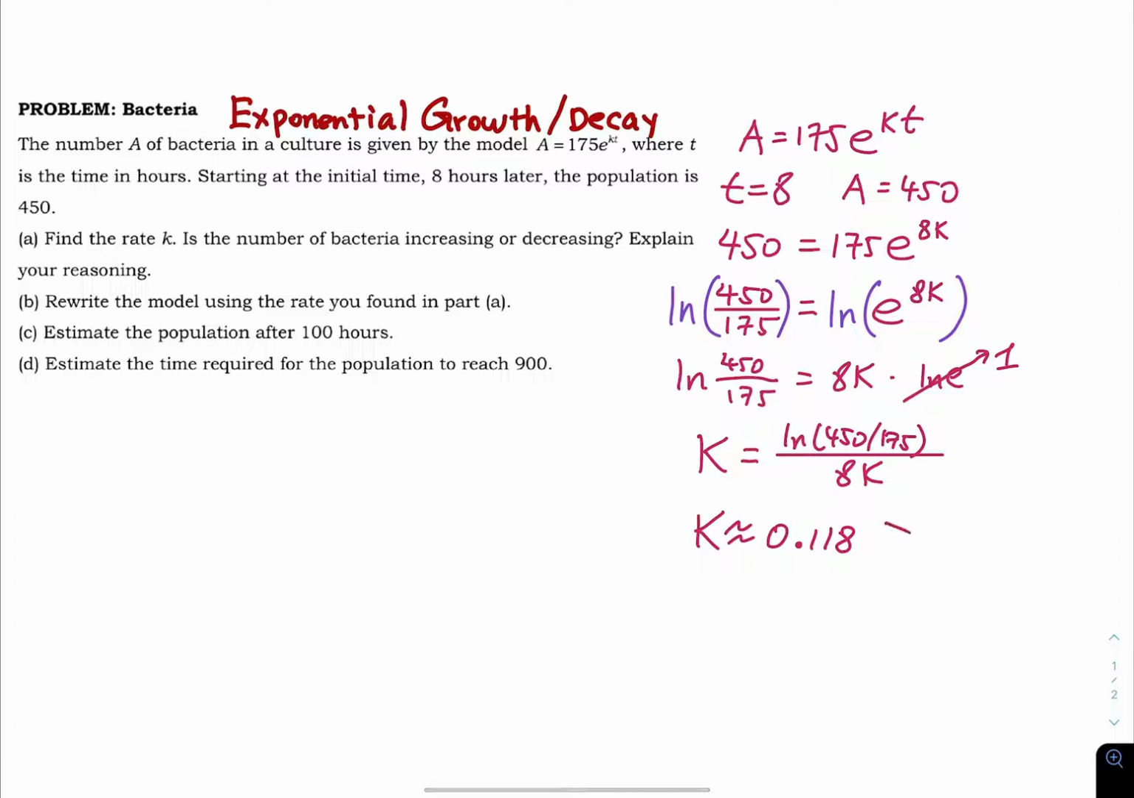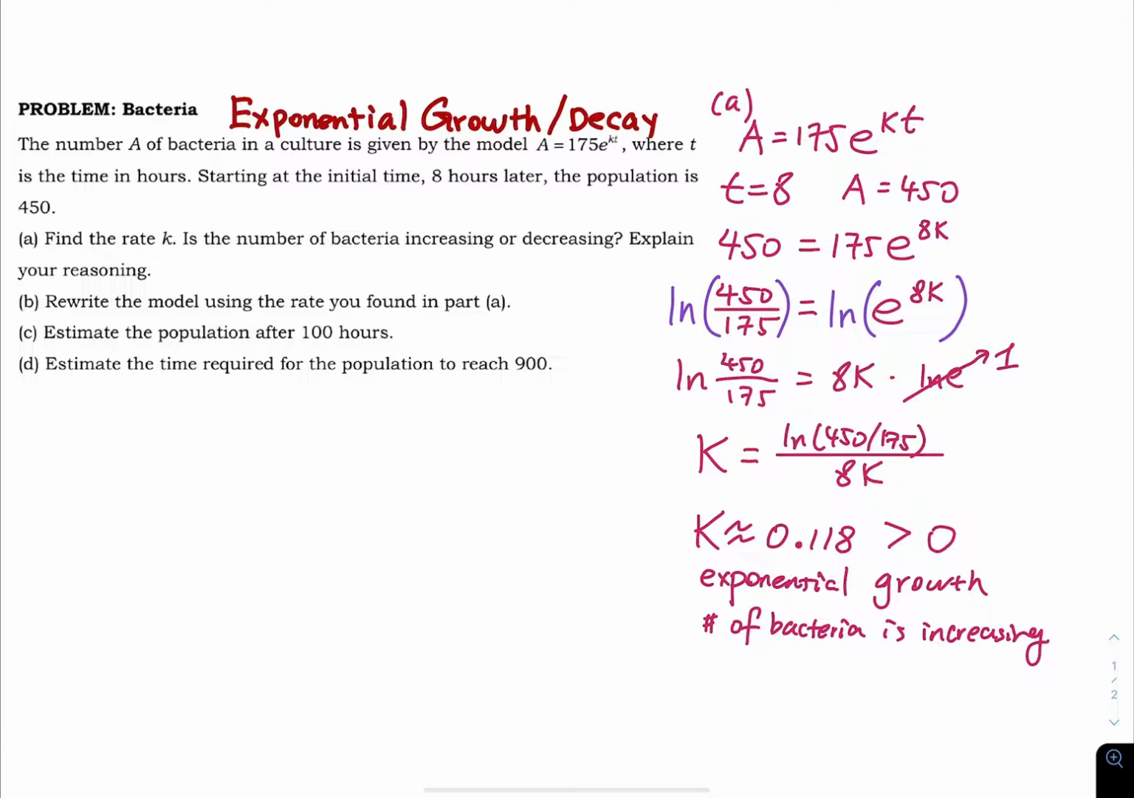Since k is greater than 0, this problem is exponential growth. You can say as time increases, the number of bacteria is increasing exponentially. We just finished A. So this is my part A. I found k, and I said that this is an exponential growth. So the number of bacteria is increasing. Why? Because k is positive.